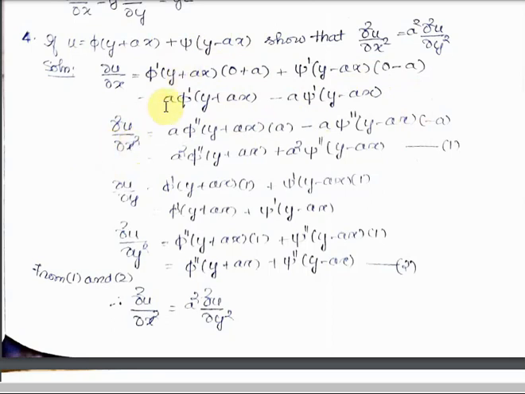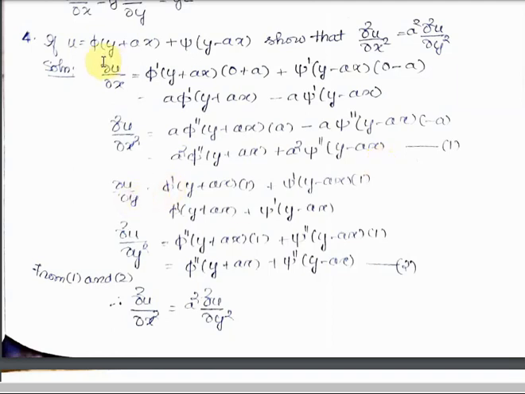Differentiate this again, a is constant. Now differentiation again, phi dash becomes phi double dash of y plus ax into differentiation of y plus ax, which is going to be a. Y is constant, a is constant, differentiation of x is 1. Minus a is already there, psi dash becomes psi double dash of y minus ax and differentiation of y minus ax is again minus a. So a square phi double dash of y plus ax, minus a into minus a, plus a square into psi double dash of y minus ax.